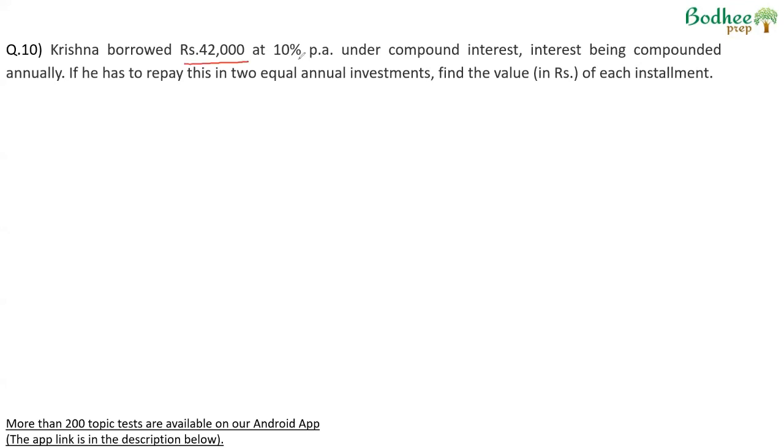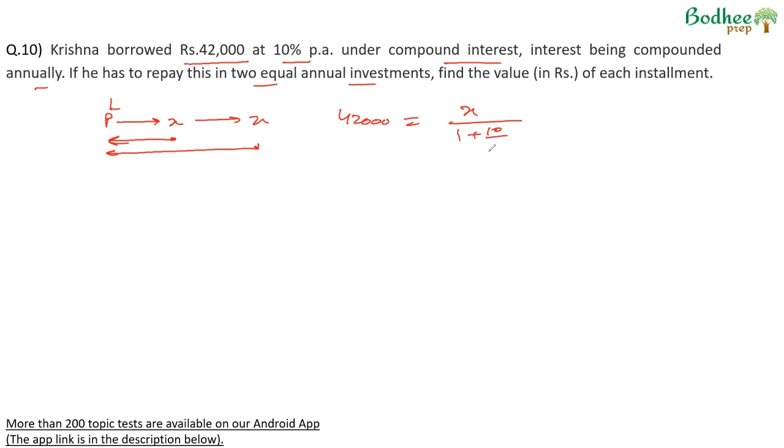Krishna borrowed 42,000 at 10% per annum under CI, interest being compounded annually. If he has to repay this in 2 equal installments, 42,000, 10% CI. So at the start of time, 42,000 has been borrowed. X will be returned back after 1 year, X after 2 years. These are the installments. We can calculate the value of these two installments at the starting of the time and equate this.